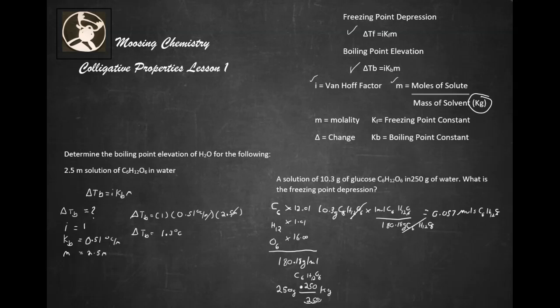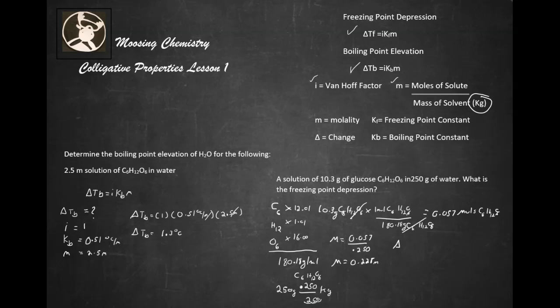So we're going to go little m equals 0.057 divided by 0.250. So little m is going to equal 0.228 little m. All right, now I'm ready.